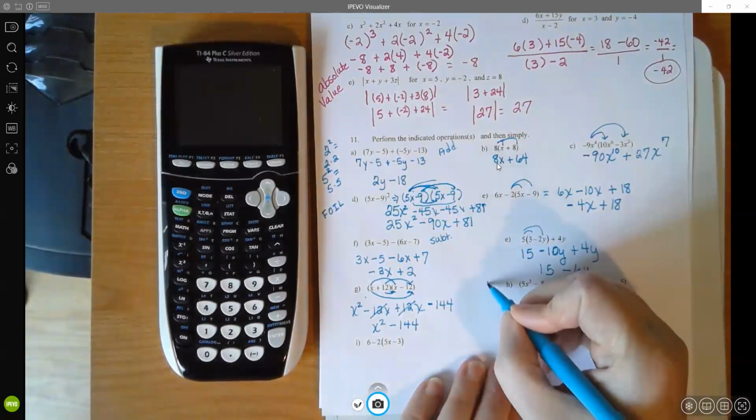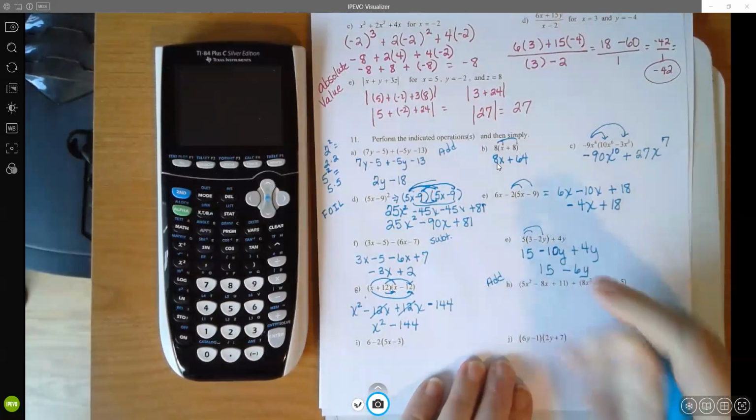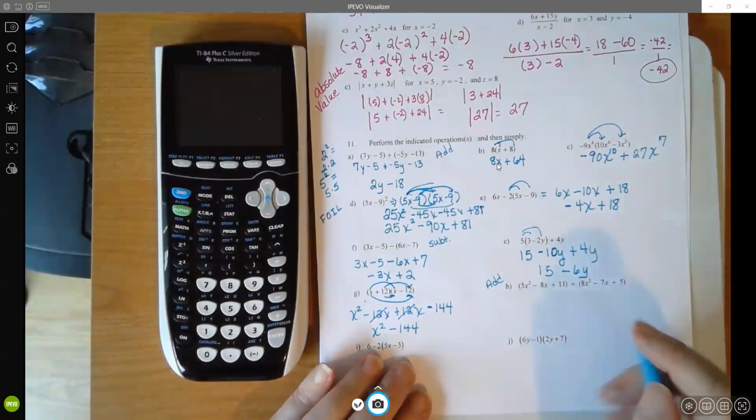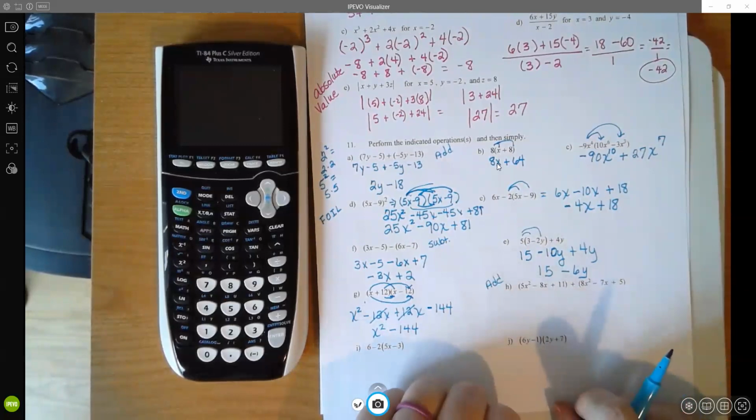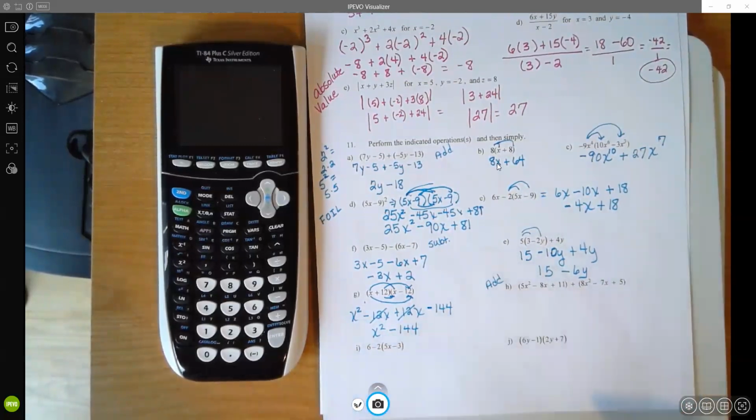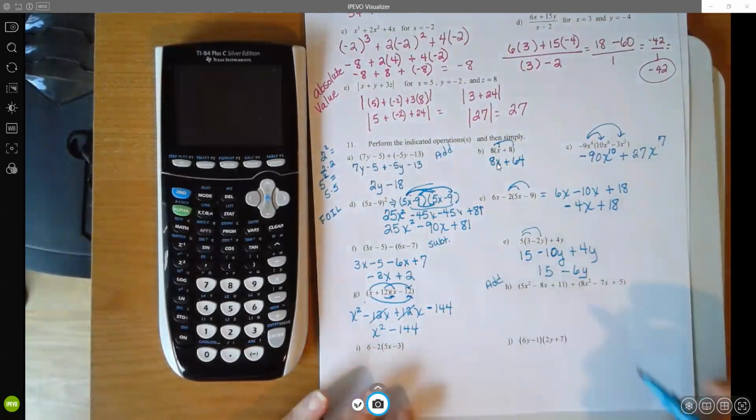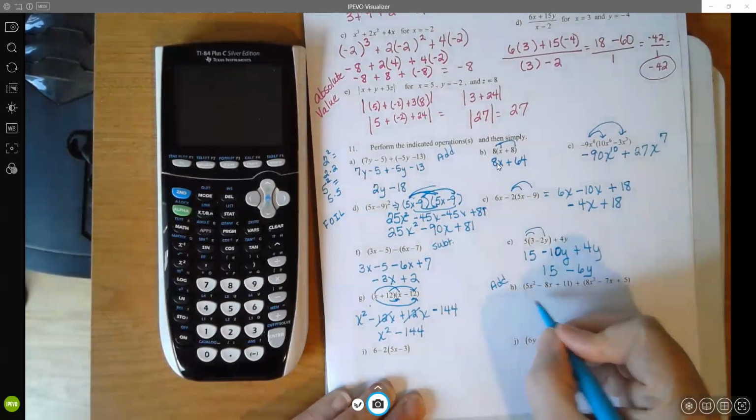And because it's a plus, it is an addition. And this time, I won't rewrite it. I'm just going to look for like terms. Again, for addition, we can rewrite it so you've combined your like terms. Or in this case, I think I'll even rewrite it, but I'm going to rewrite it this way.